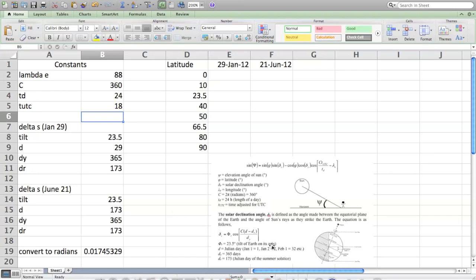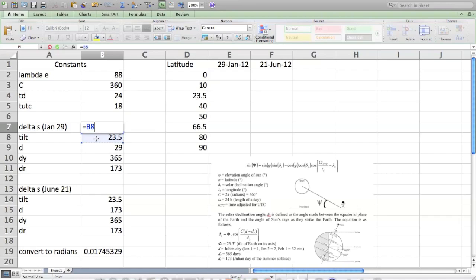Now I can see here in my equation down here in the bottom right that delta S is equal to the tilt multiplied by the cosine of C times D minus DR over DY. So watch how I enter this into this box so that we can calculate delta sub S for January 29th. So here we go. First equals tilt. I just go down and click on cell B8.